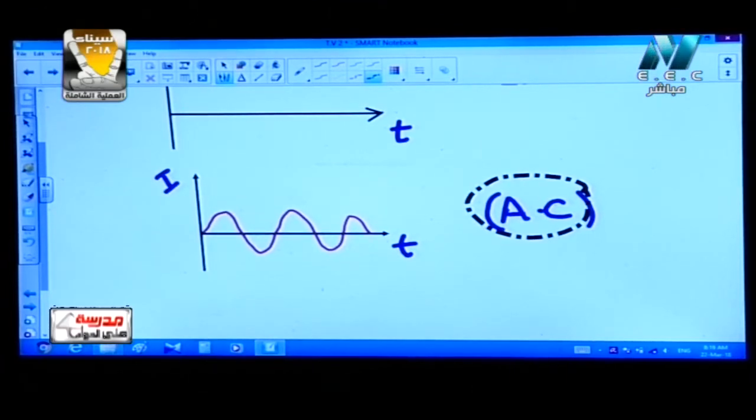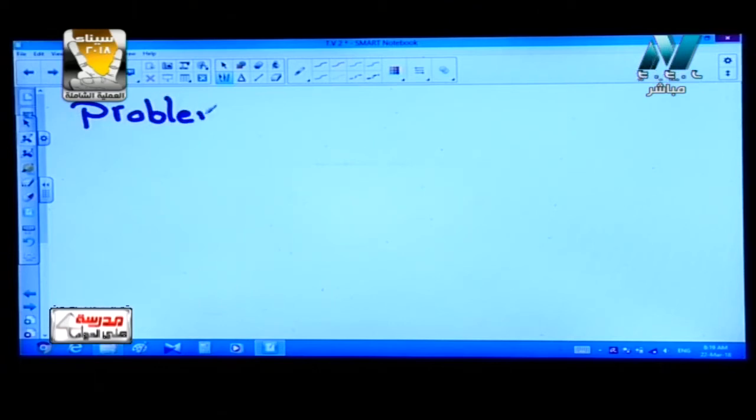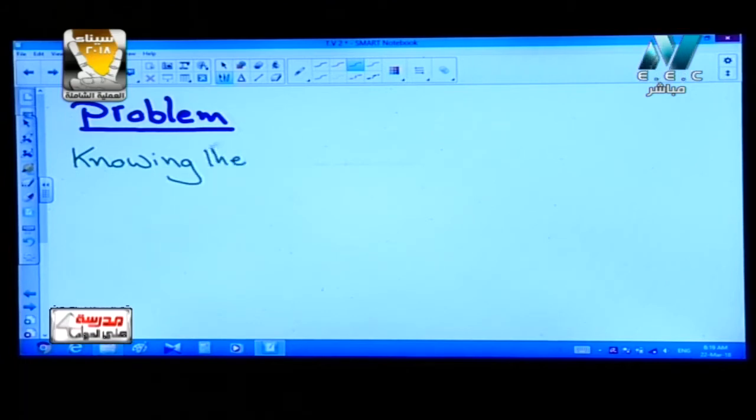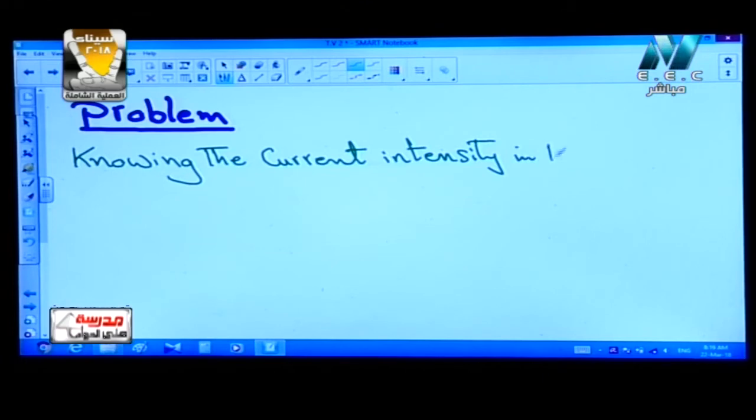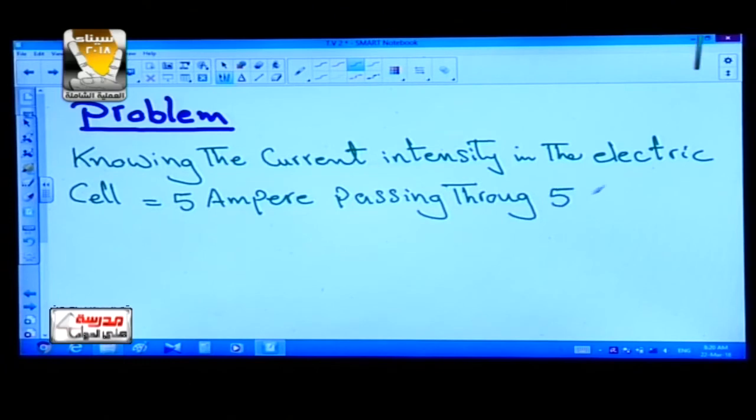We have another question here. يلا بينا ناخد another type of question, as we have here. Problem: knowing the current intensity in the electric cell equals 5 ampere passing through 5 seconds.